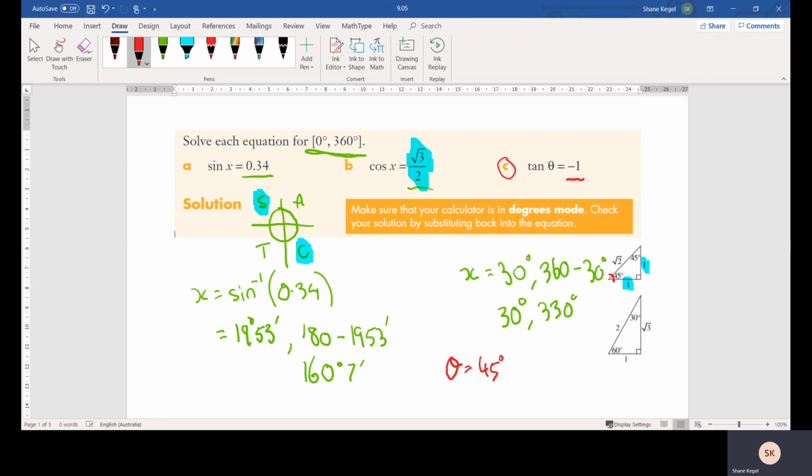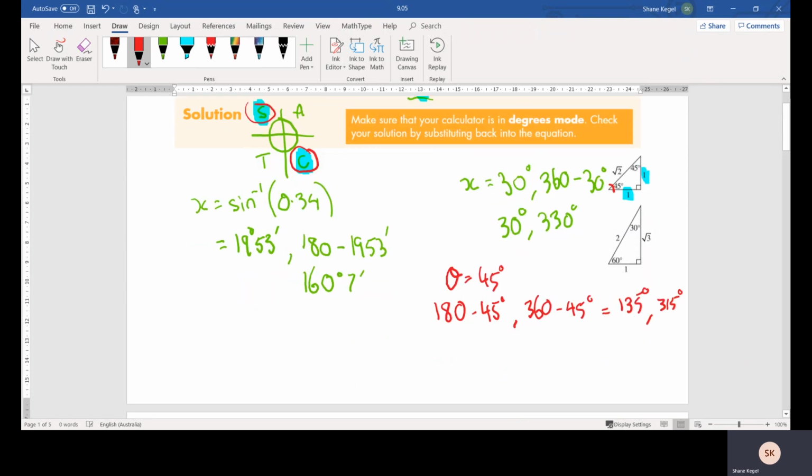Now that I know theta is 45 degrees, I need to factor in my quadrants. Tan was negative, so we're looking over in our unit circle at quadrant 2 and quadrant 4. Quadrant 2 is 180 degrees minus theta, so 180 minus 45 could be one option. Or in quadrant 4, it's 360 minus theta, and in this case my theta is 45 degrees. So I have two options: 135 or 315 degrees.